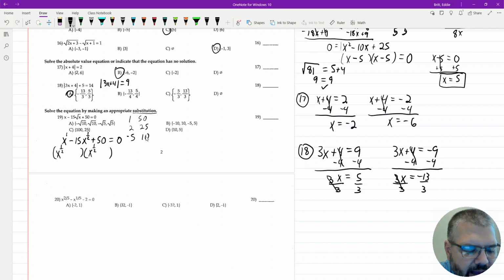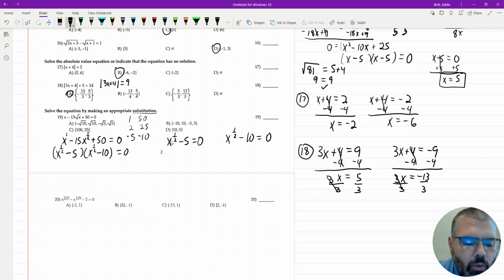So if I make the 5 negative and the 10 negative, when you multiply them, you get a positive 50. When you add them, you get a negative 15. So I'm going to put x to the 1/2 minus 5 and x to the 1/2 minus 10 equals 0. Now, once you have that set up, take each factor and set it equal to 0. I'll show you how to work these out. Got x to the 1/2 minus 5 equals 0, and x to the 1/2 minus 10 equals 0.